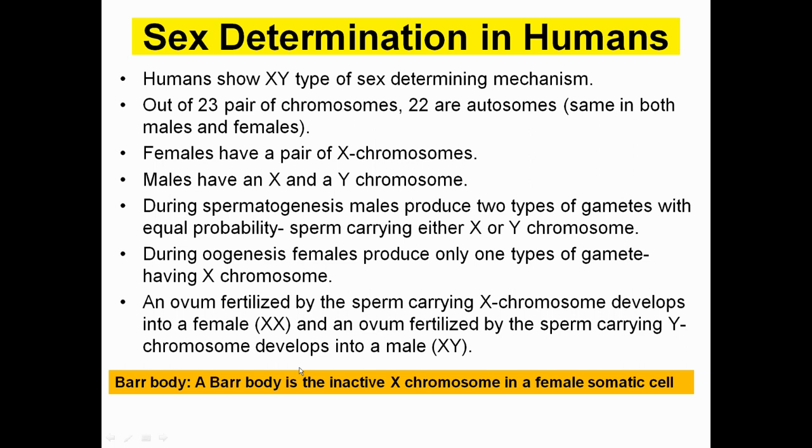Okay, so one of the students has asked about the Barr body. The Barr body is the inactive form of the X chromosome in the female somatic cells. In somatic cells there is no use of the second X chromosome, so it is present in an inactive form, that is, a highly condensed form, that is referred to as the Barr body. And you can easily demarcate it from the amniotic fluid, which actually helps in sex determination.